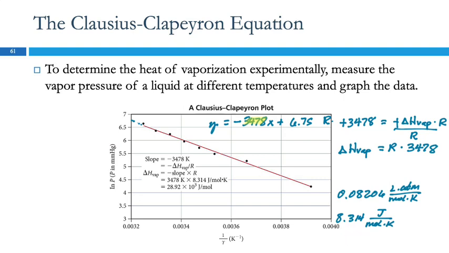And you do the math and you come up with 28.92 times 10 to the third joules per mole. That's 28.92 kilojoules per mole. Now that's obviously not a question that you'll get on an exam, because you would need to graph something on an exam, but there might be a homework problem that wants you to do that. Any questions?